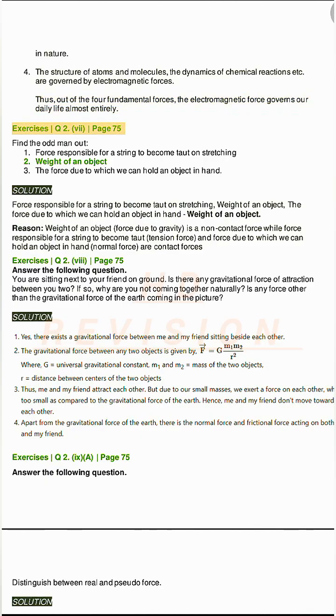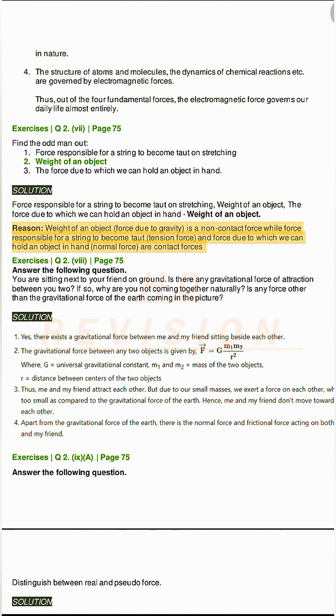Exercises Q2. B page 75. Find the odd man out. 1. Force responsible for a string to become taut on stretching. 2. Weight of an object. 3. The force due to which we can hold an object in hand. Solution. Weight of an object.